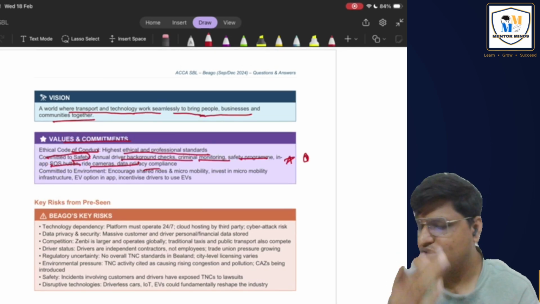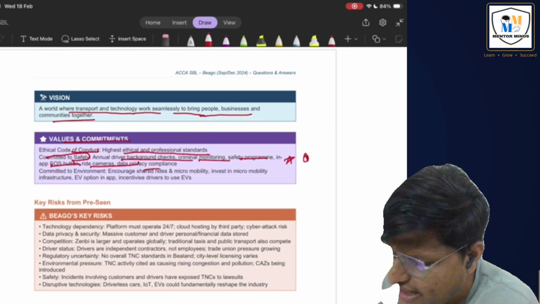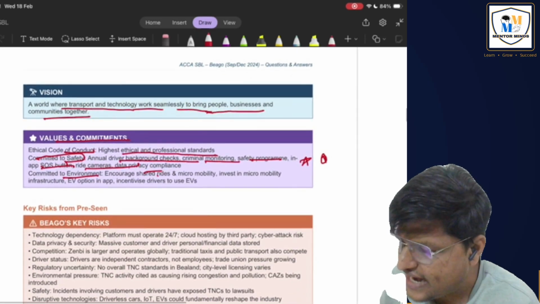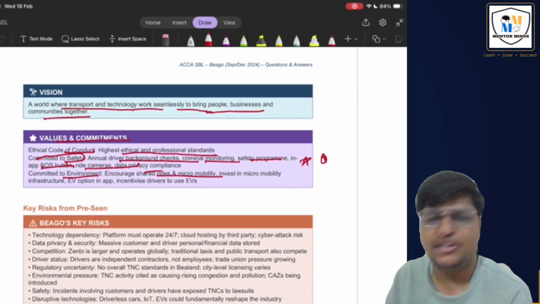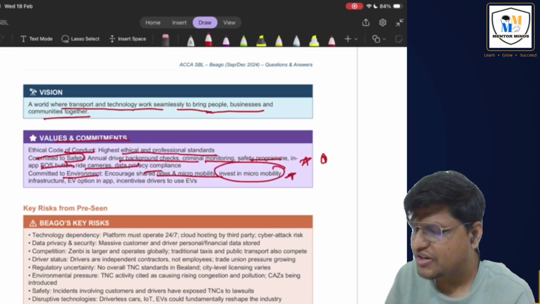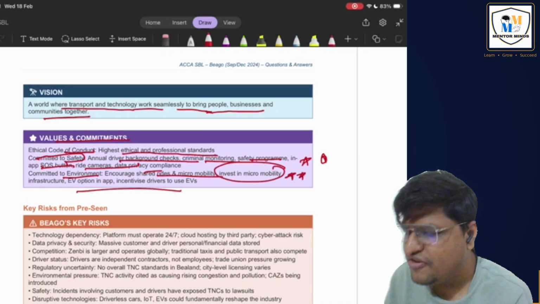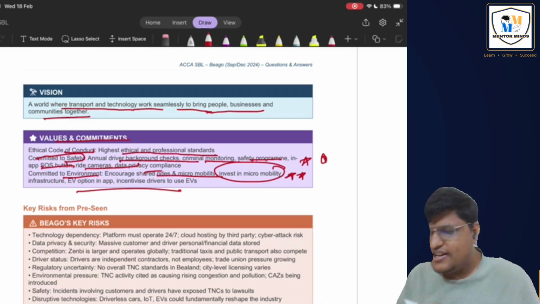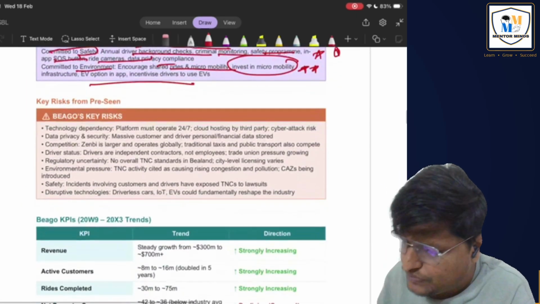We had discussed one of the industry issues. Then we discussed that there are environmental issues. So they are encouraging shared and micro mobility, and they are investing in micro mobility. Then an EV option is there in the app. So these are the new commitments they are trying to make.